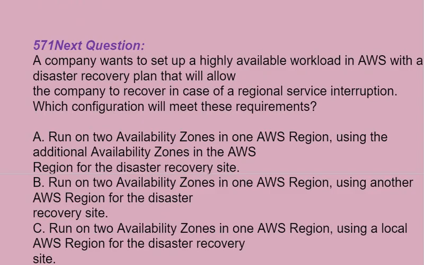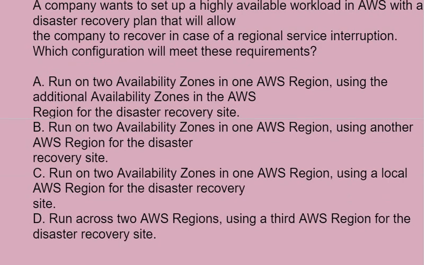Question is a company wants to set up a highly available workload in AWS with a disaster recovery plan that will allow the company to recover in case of a regional service interruption. Which configuration will meet these requirements? Option A, run on two availability zones in one AWS region, using the additional availability zones in the AWS region for the disaster recovery site.